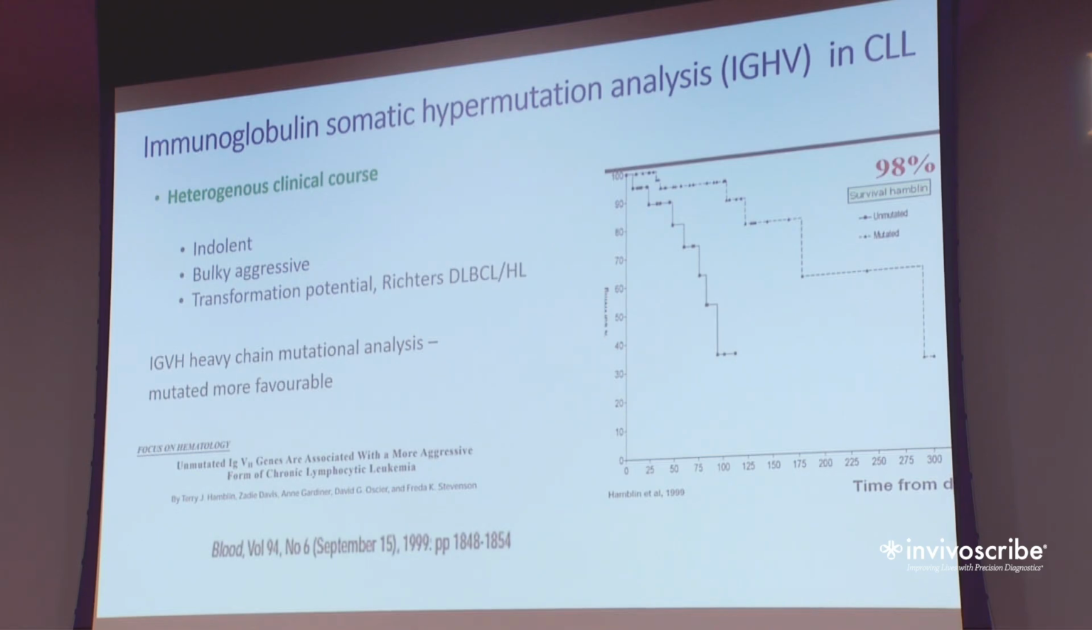So changing focus now a little bit, we're still, of course, looking at the heavy chain of the immunoglobulin molecule here, and we're looking at somatic mutations.